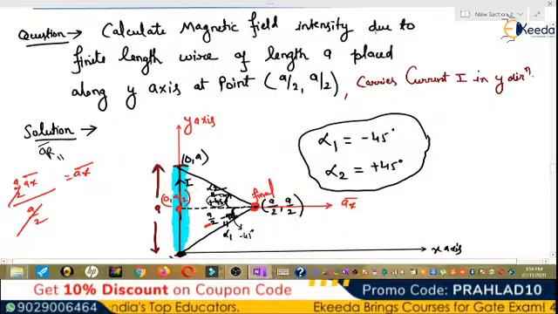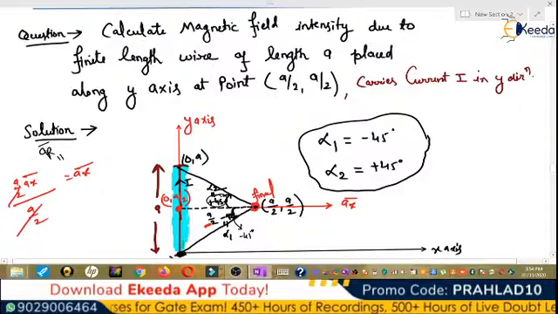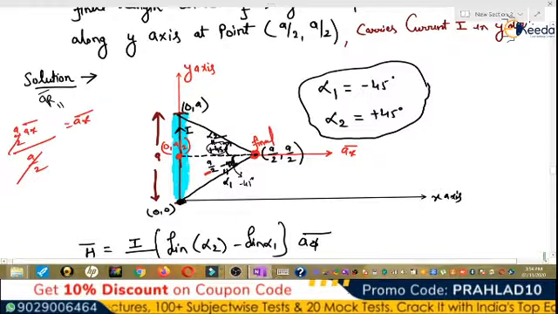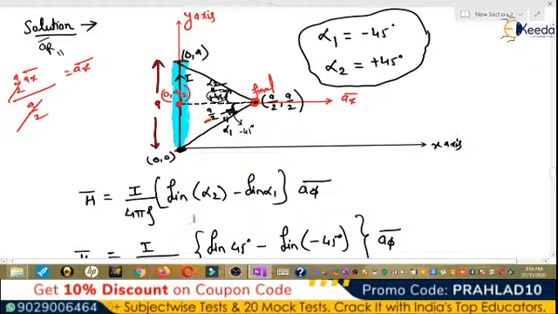So calculate magnetic field intensity due to a finite length wire of length a placed along the y-axis at the point (a by 2, a by 2). It carries current I in the y direction. So this is carrying current I in the y direction, and here we are getting alpha 1 is minus 45 and alpha 2 is plus 45. So H vector is I by 4 pi rho (sin alpha 2 minus sin alpha 1) aφ.